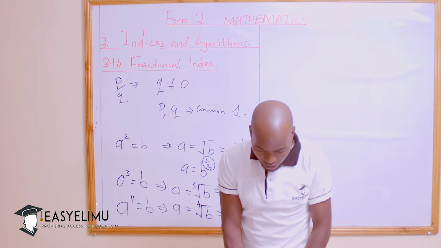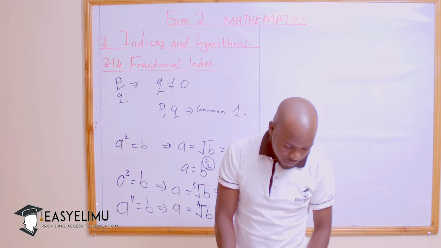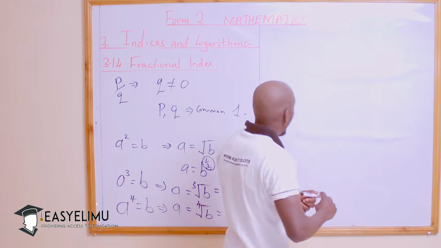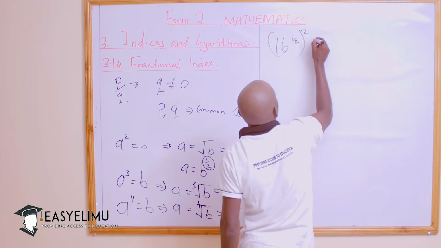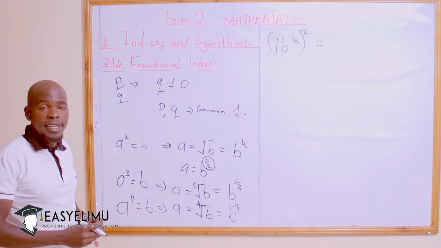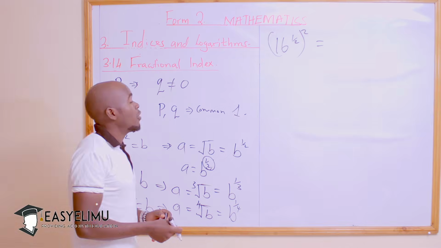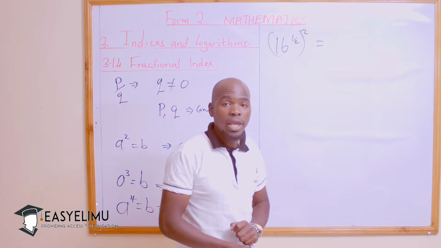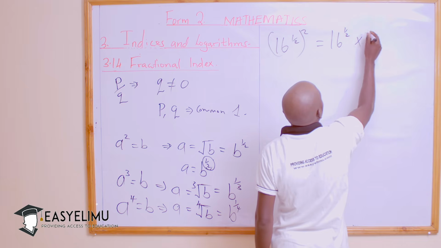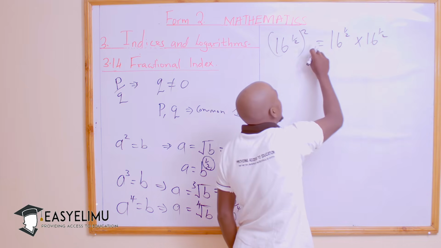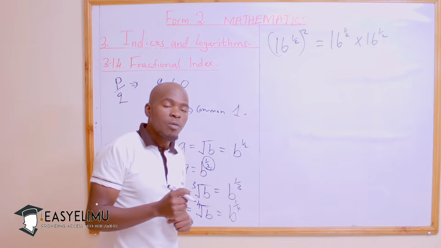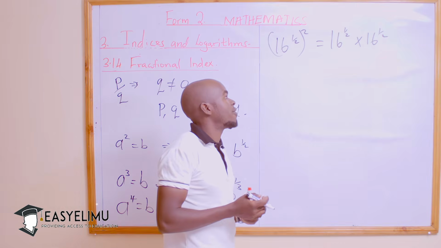So we shall consider an example on that, such that we have 16 raised to a half, but it's being squared. Let's just consider an example, 16 raised to a half being squared. And we can see that the one in bracket is under the fractional form. If you rewrite it in a long way, you will find that you are going to have 16 raised to a half multiplied by 16 raised to a half. Since it is squared, it means we are going to write the same number in the bracket twice.